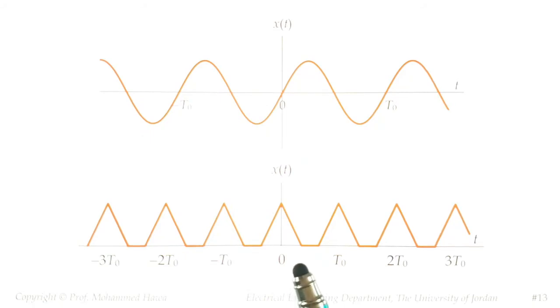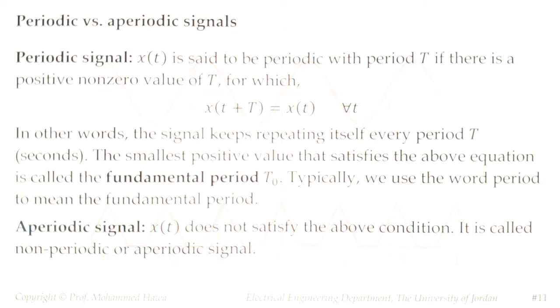Same thing here. This is a repeated triangular signal. This is the fundamental period. This interval T0 is the fundamental period. Again, the smallest positive value that satisfies the above equation is called the fundamental period T0. Typically, we use the word period to mean the fundamental period.